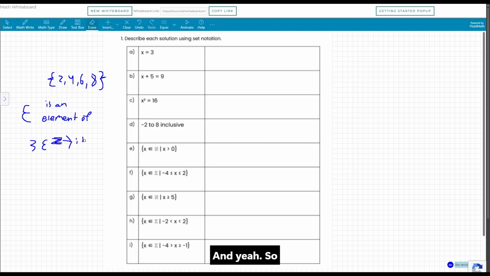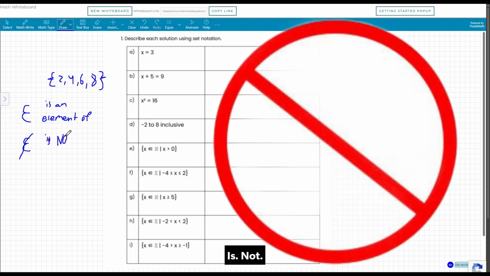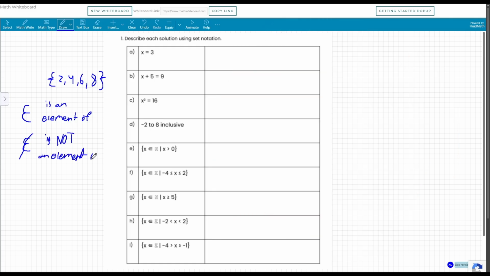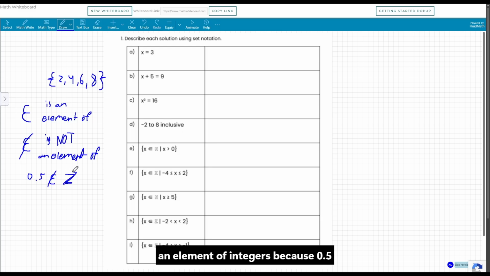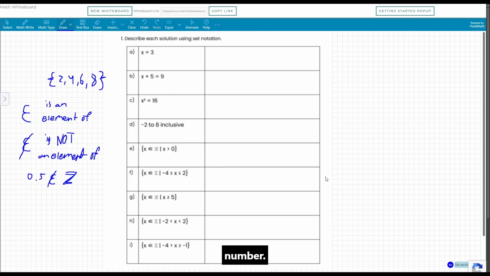And yeah. So next symbol, which is the opposite, is not an element of. So we can say 0.5 is not an element of integers because 0.5 is not an integer. It is a rational number.